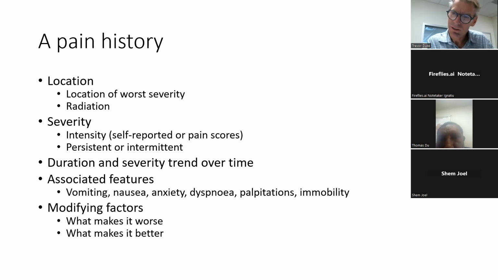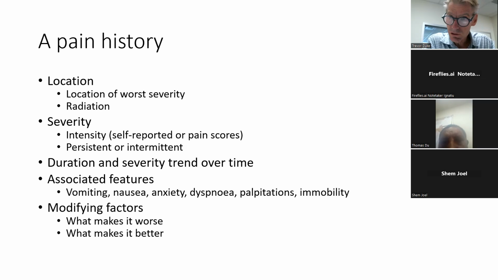First of all, you need to understand how to take a pain history. This is really important because often we imagine pain to be just a binary thing, either the child's got pain or not got pain, but you can actually get much more detail and understand the type of pain the child's got, the severity of it, the frequency of it, whether there are associated features, what makes it better, what makes it worse. And so I always go through a standard approach.